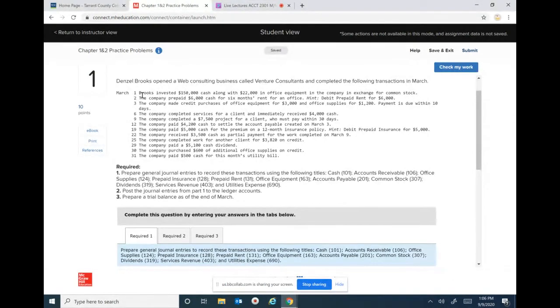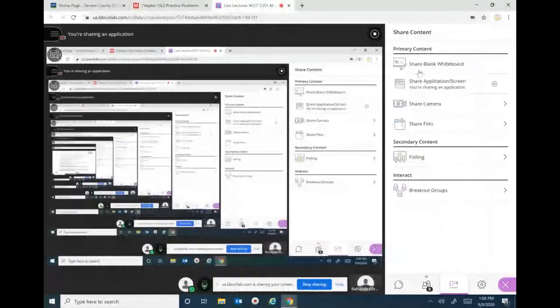We'll start with March 1st. Brooks, so he is the investor in his own company, invested $150,000 cash along with $22,000 in office equipment in the company in exchange for common stock. So again, you need to be thinking what happens from the perspective of the company. I'll go back to my whiteboard. This is the transaction that happened on March 1st.